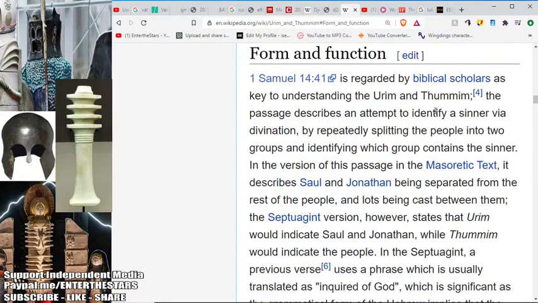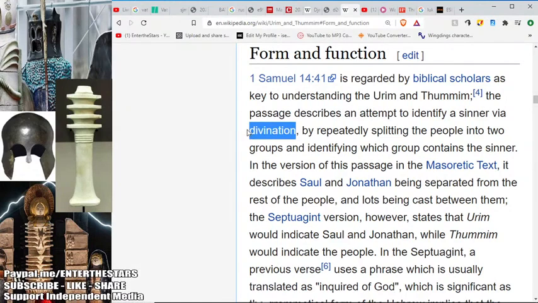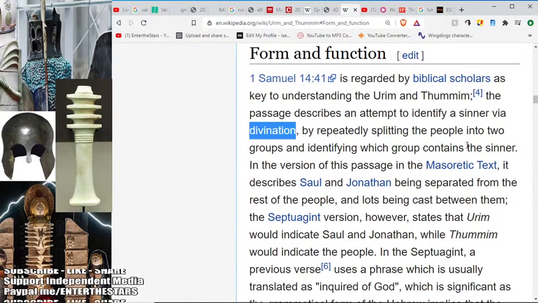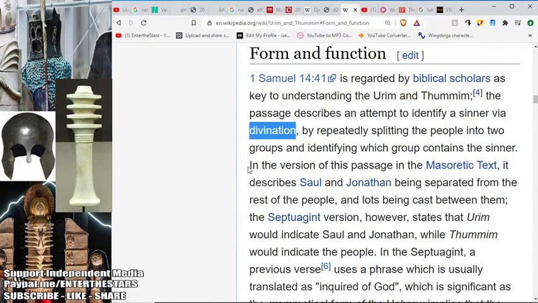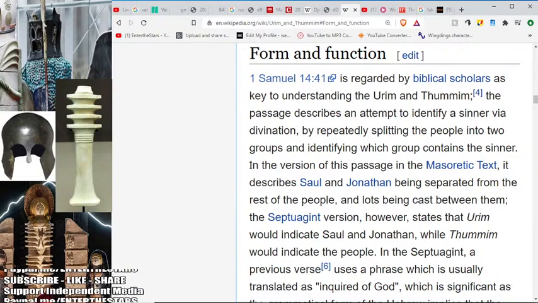First Samuel is regarded by biblical scholars as the key to understanding the Urim and Thummim. The passage describes an attempt to identify a sinner via divination. Now they call it divination, but when God is telling you what to do, then it's not divination. But they want to apply that label, of course. It says by repeatedly splitting the people into two groups and identifying which group contains the sinner. So it's a matter of division, dividing things up over and over again. Now, this is going to dovetail into the Russian dolls, which is also being depicted in the nativity scene. We'll get into that a little bit later in the show.